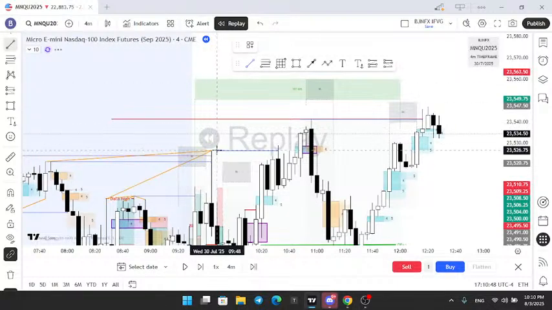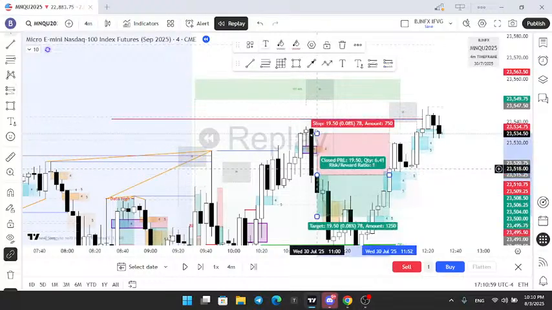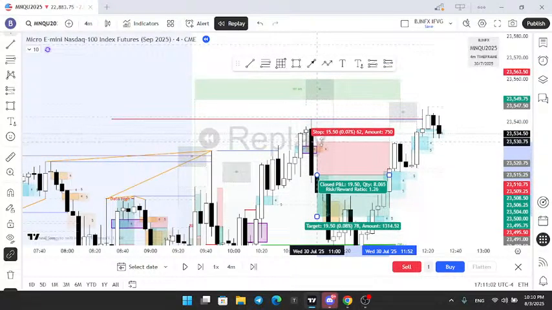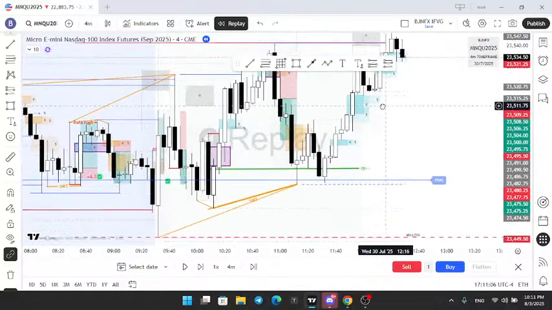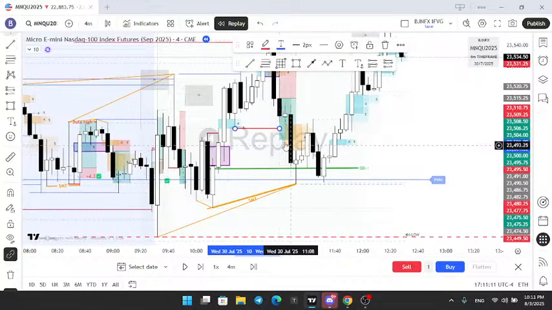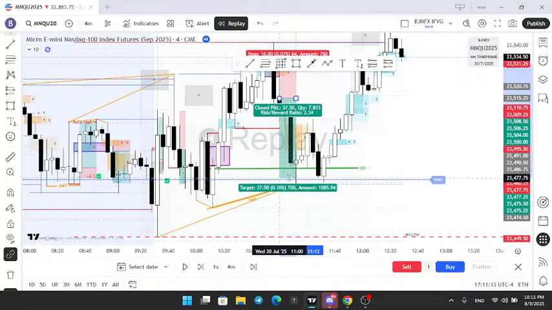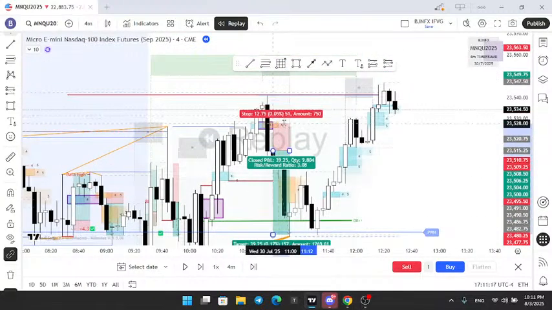Price swept this 15 minute high, buy side liquidity, and gave a beautiful reaction, a V-shaped recovery, and inverted the 4 minute FVG. The break-even level was here. Yeah, I think this was, yeah, 12.